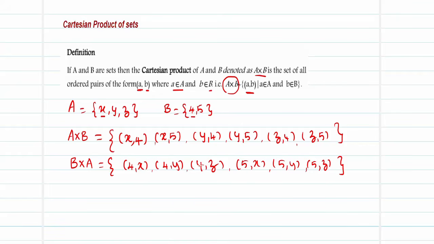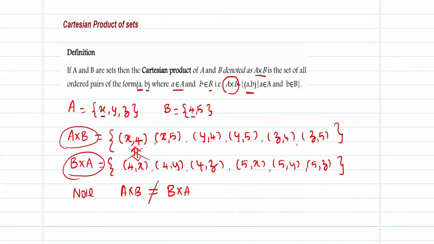But we need to keep in mind that x comma 4 is not the same as 4 comma x. So, the Cartesian product A cross B is not the same as the Cartesian product B cross A. They are entirely different. So, keep in mind the ordered pairs where the first element comes from A and the second element comes from B is called the Cartesian product A cross B.